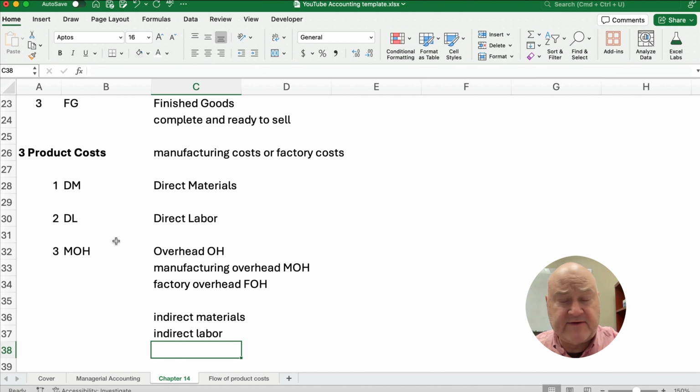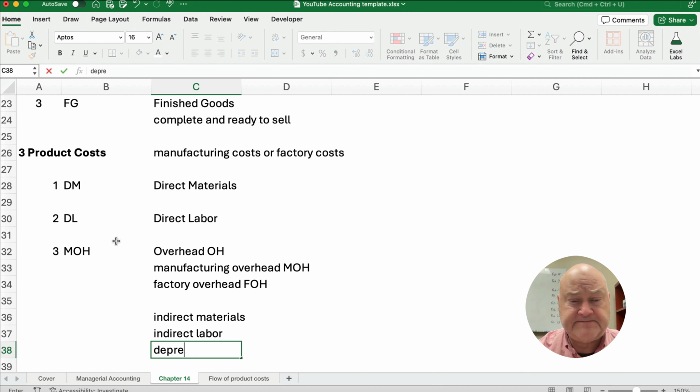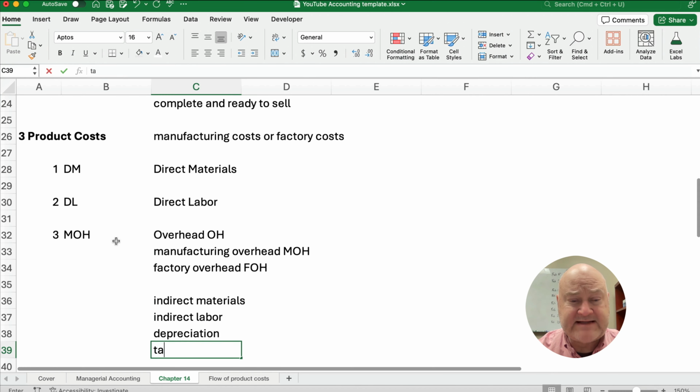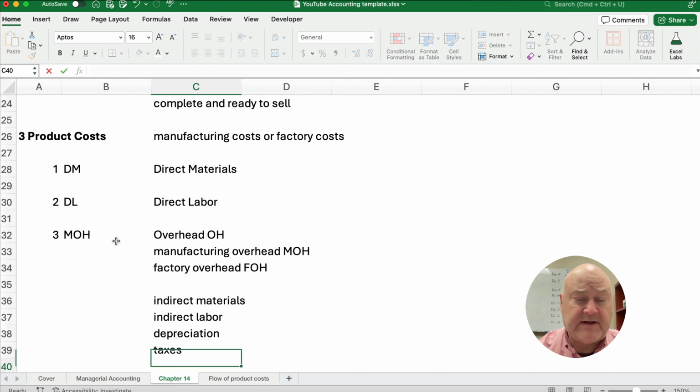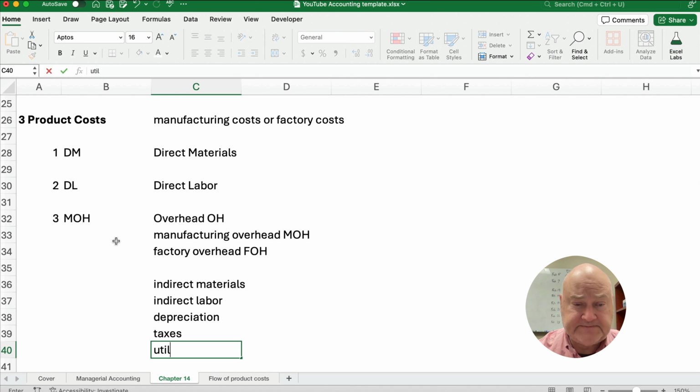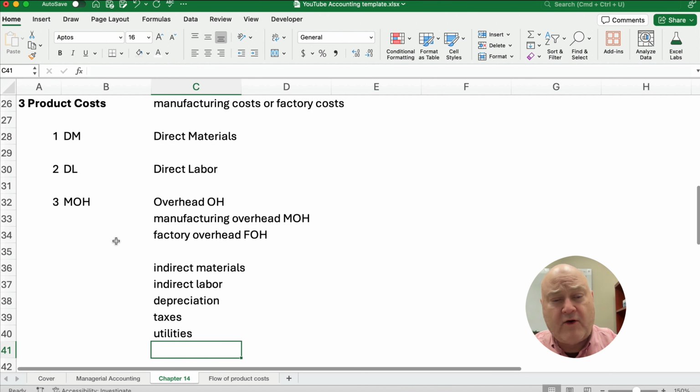Direct labor is a category, but indirect labor is overhead. So also things like depreciation, things like taxes, things like utilities are all overhead. All right, so let's look at the flow of product cost.